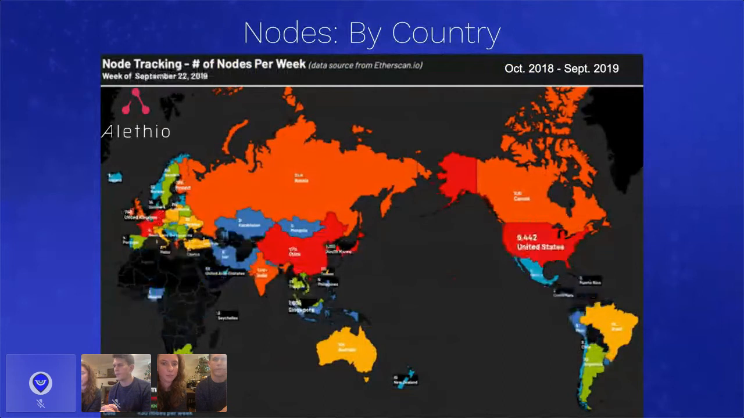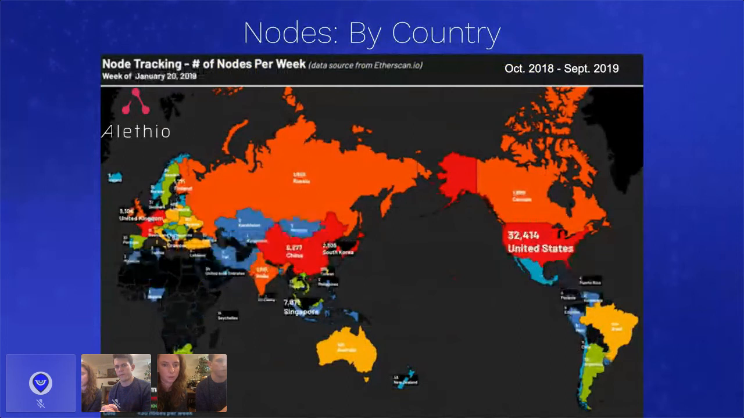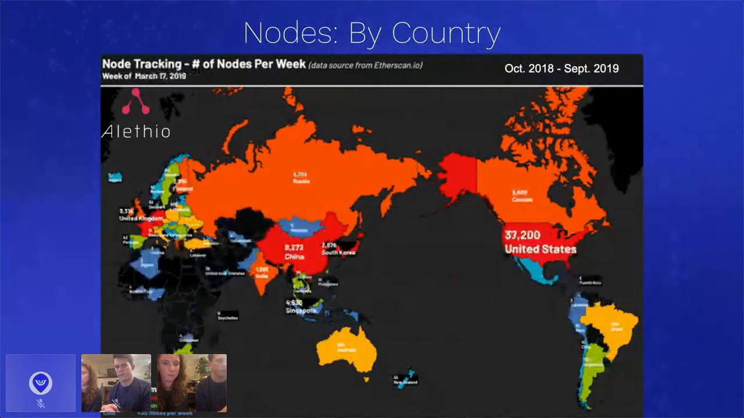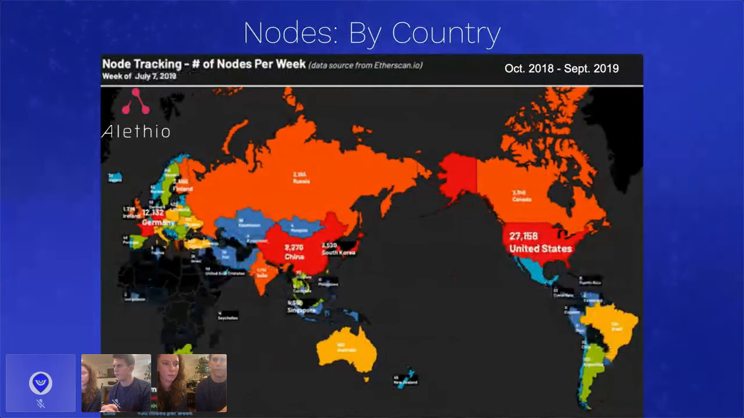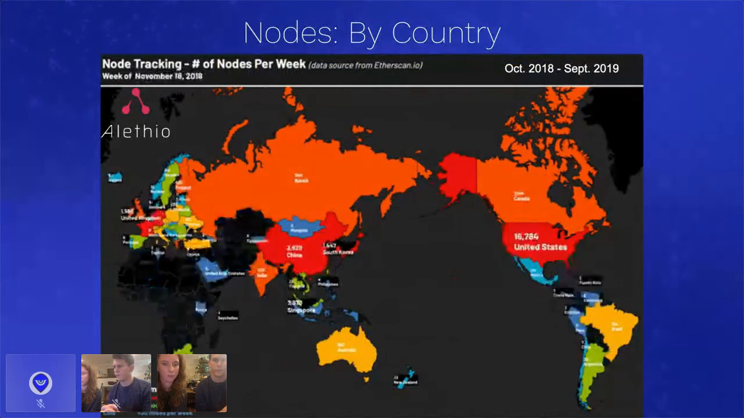So this animation shows the node count by country over basically the last year. We couldn't go any further than that. The animation is a heat map, so the warm colors are the countries with the highest node counts, and the cooler colors are the countries with lower node counts.